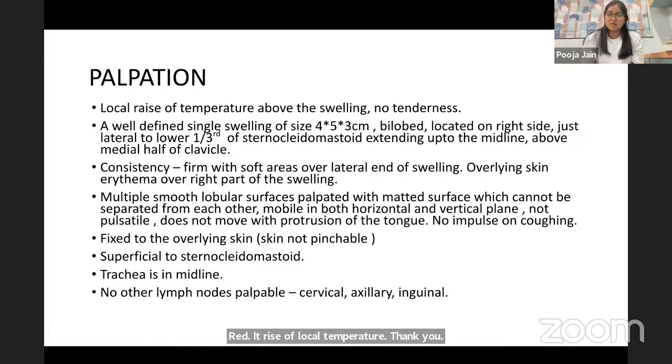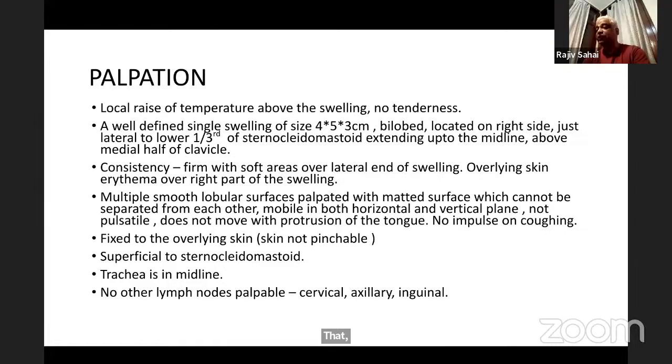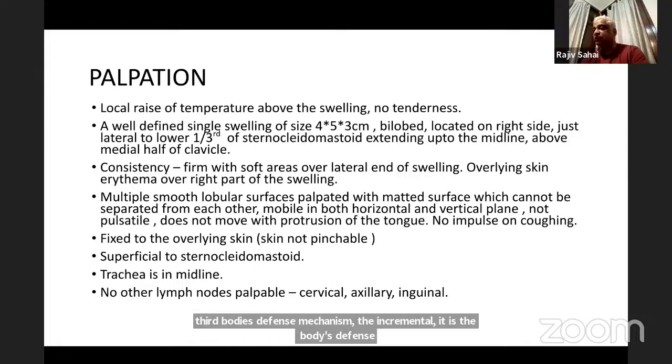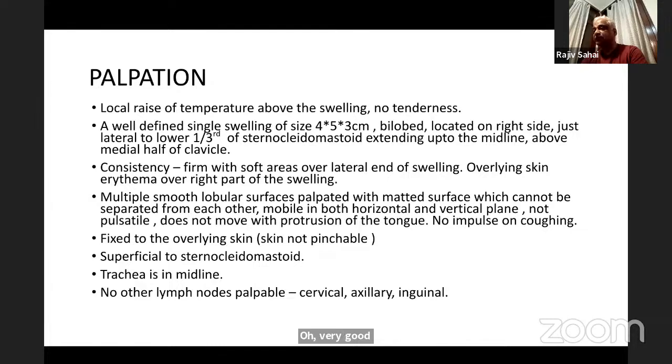Sir, the body's defense mechanism, the inflammatory. Right. The person is not immunodeficient. The body's defense system is working. Very good. Also, why is a tuberculous abscess called a cold abscess? Why are there no signs of inflammation?